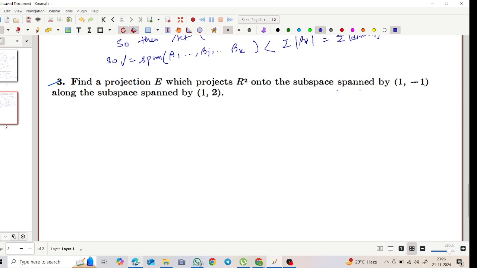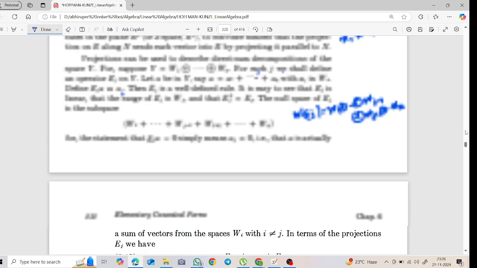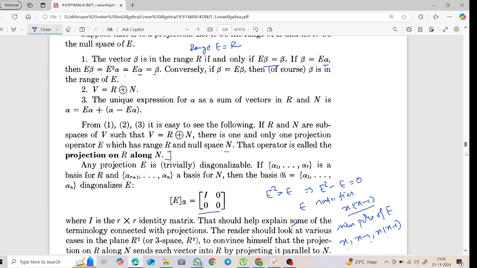So first let's recall the terminologies. Yes, this was the terminology, right?